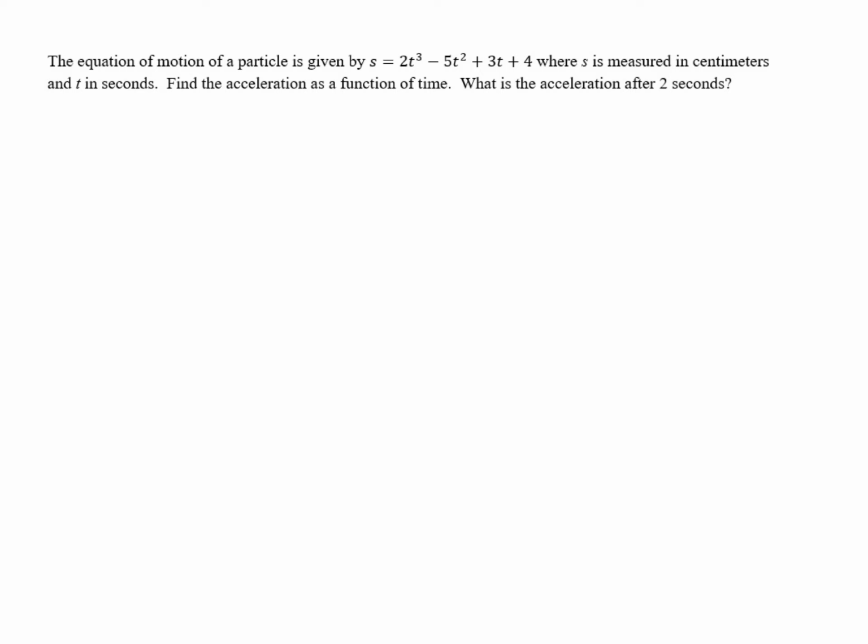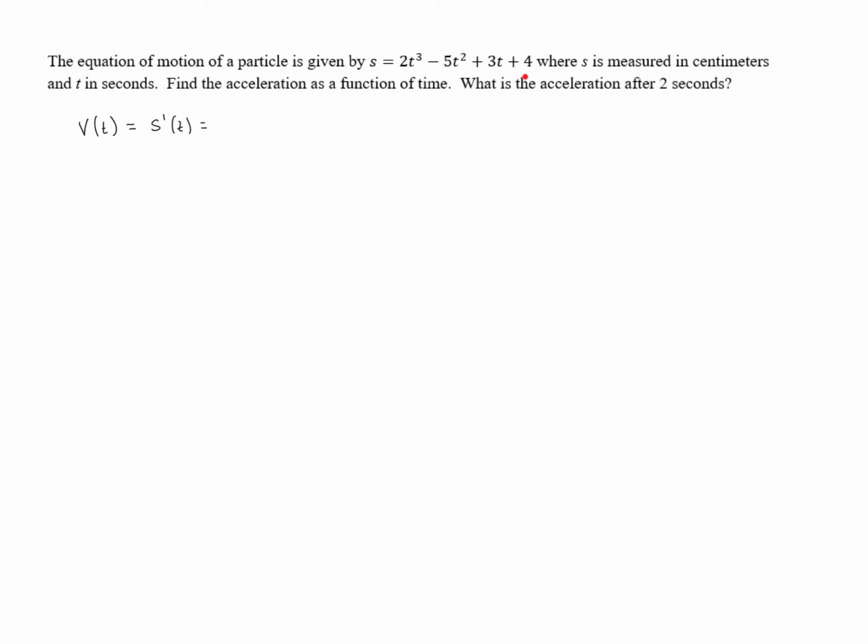Remember that to get the acceleration, we have to take the second derivative of the position function, right? If we have the position function, we take one derivative to get the velocity function, and then from there, we'll need to take another derivative to get the acceleration. So let's start by getting the velocity function, and we get that by taking the derivative of the position function.